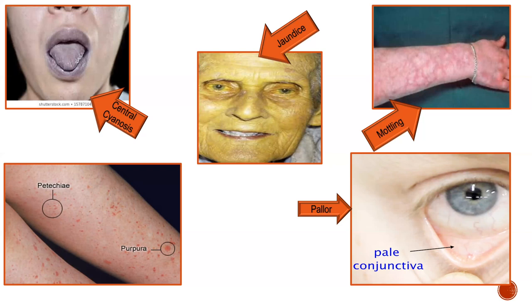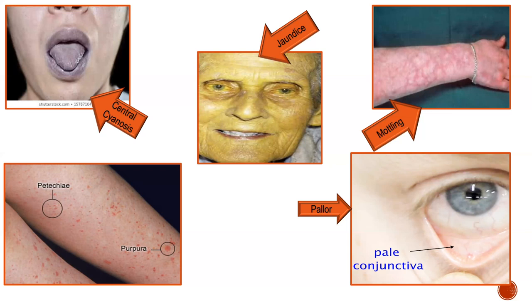In the middle here, you can see a picture of jaundice. This is the yellowish coloring of the skin and the eyes. It typically occurs in the mucous membrane, so it can be the skin, the eyes, or inside the mouth. And it has a progression where it goes from head to toe. If you see jaundiced eyes, then start moving down the body to see where the jaundice ends.